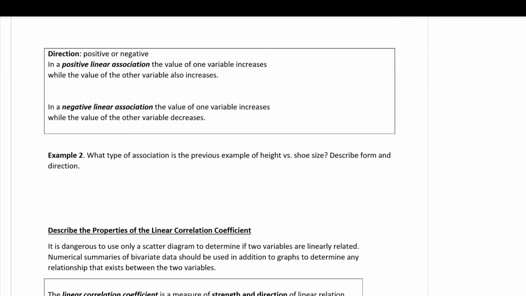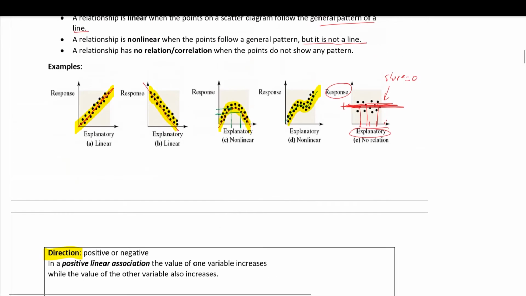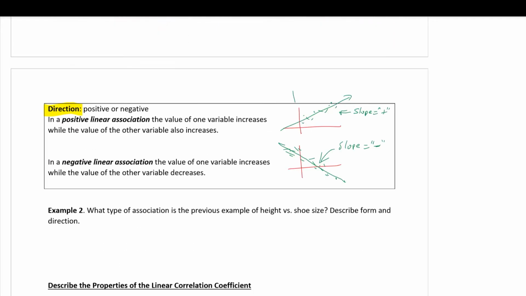The other aspect that we want to talk about is the direction. Once we've established that something is a linear relationship or a linear association, then the direction can either be positive or negative. If I look at the previous example, the two that were linear, if from left to right it is increasing, going upwards, that's a positive. And if from left to right it is decreasing, that's a negative correlation. What type of association in the previous example of the height versus shoe size did we have? So far, we've only learned form and direction.